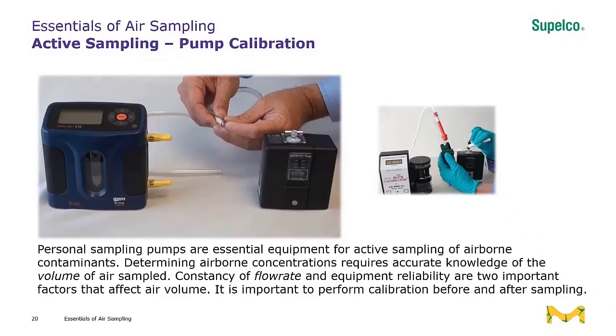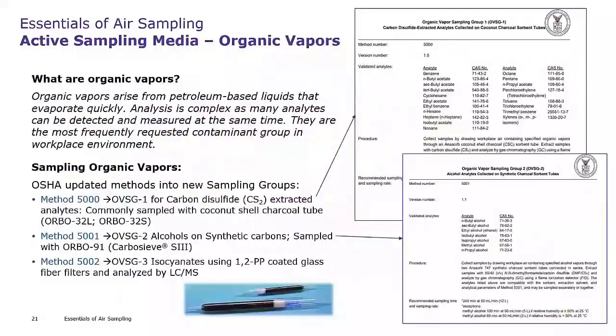Now I'm going to discuss some active sampling media for specific contaminants. The first group I'm going to talk about are organic vapors. And how you would know these is they are vapors that arise from petroleum-based liquids that evaporate quickly. And there are many contaminants in this group.